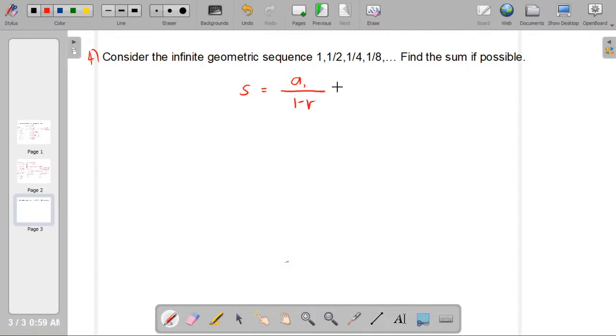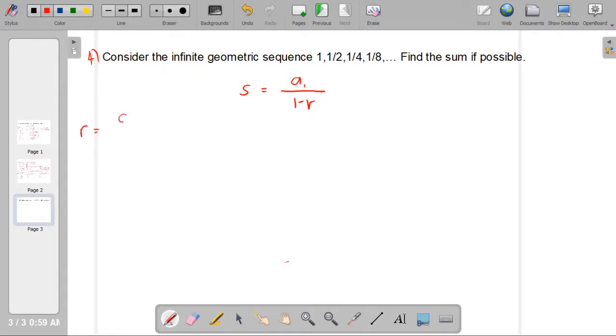Okay. So first, let's identify the common ratio. First, we need to find the common ratio. That is how we know if it is possible, as the problem says, find the sum if possible. It is possible only if the common ratio is greater than negative 1 but less than positive 1. So what is our common ratio here?